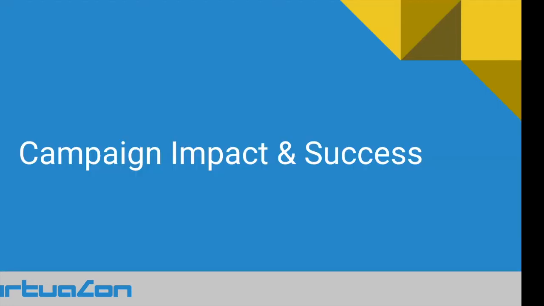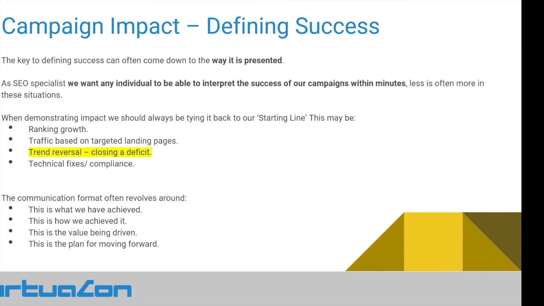So then moving on to the last element, I guess, of a campaign. Like I said at the start, a campaign can be drilled down to two key areas. The first area is being able to drive the growth, and the second area is the way you show that growth and portray it. To me, sometimes the key to defining success can often come down to the way it's actually presented and shown. As SEO specialists, we want any individual within a business to be able to look at the work we've done, interpret that work, and understand the value that we've driven off the back of it within minutes. And sometimes less is more in these situations.